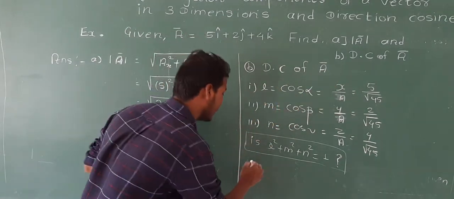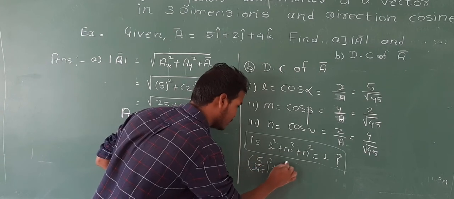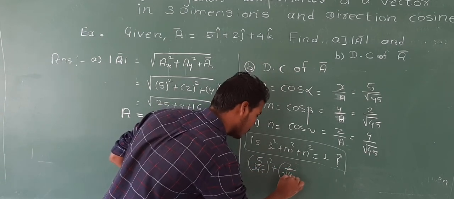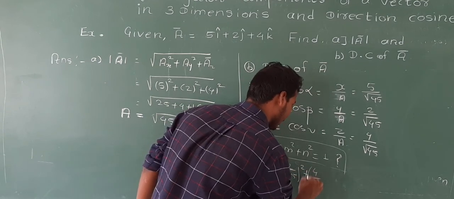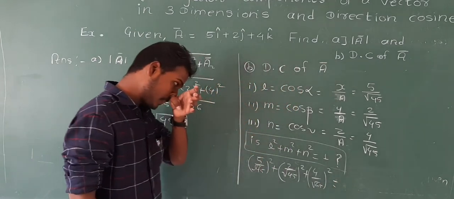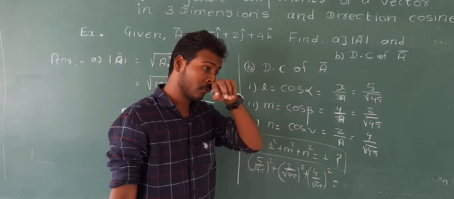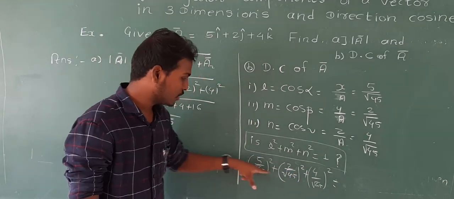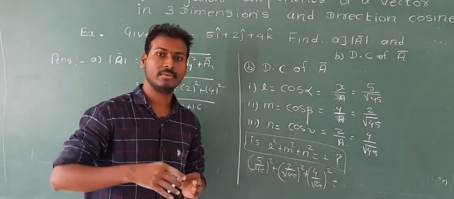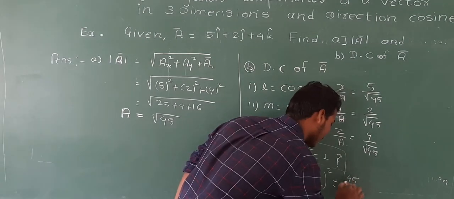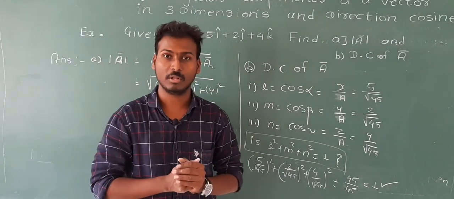So l square is 5 by square root 45, whole square. Similarly, 2 by square root 45, whole square, and the final one is 4 by square root 45, whole square. If you calculate this, 25 plus 4 is 29 and 16 makes 45, and the square root 45 comes as a common denominator, and the square of square root 45 is only 45. So 45 by 45 is equal to 1. So the answer is right. This is how we solve the question, okay.